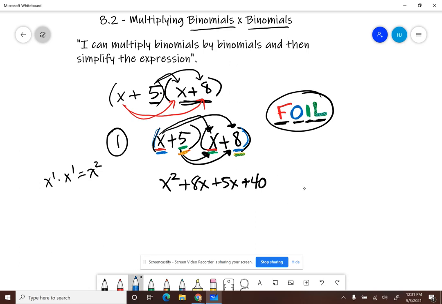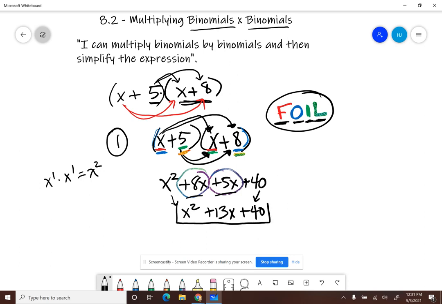Well, as a matter of fact, we do. We have some like terms right here. We have a positive 8x and a positive 5x right there in the center. So I'm going to just bring down this x squared just like it is. I'm going to combine these two like terms, so 8x plus 5x would be 13x, and just bring down the positive 40 from there. So here would be my product, my result of multiplying two binomials.